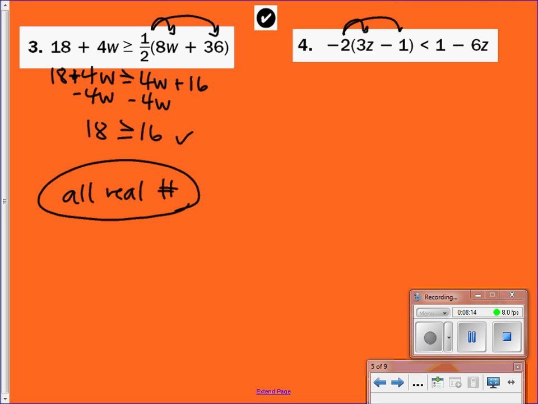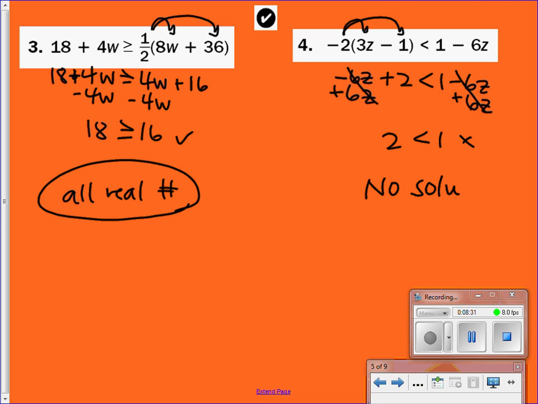Here, negative 6z plus 2 is less than 1 minus 6z. Add 6z. Those are gone, and you're left with 2 is less than 1. That is not true. So there is no solution.